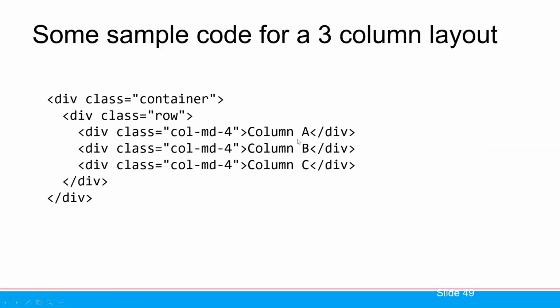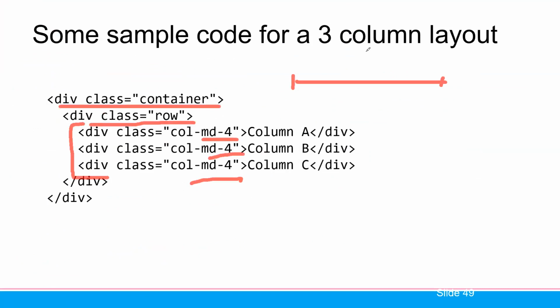So the sample with the three column layout, you can see like this one. We can specify a container, and we can specify one row, and in one row we can have 3 different columns. As we know that the span will be 12. If the span is 12, so if we divide into 4 and 4, then there will be 3 different columns, and each of the columns has the size medium 4. And this medium is good for the desktop or laptop.